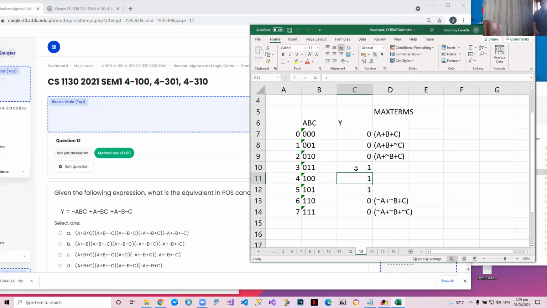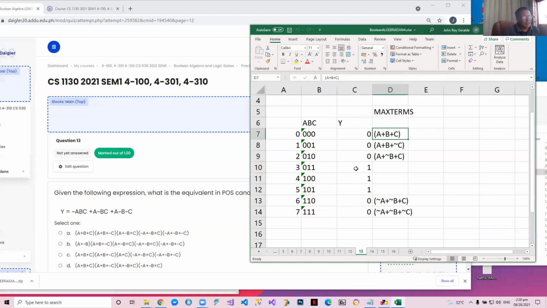Okay. So we only have 3 min terms, and this is A, not B, not C. Do you follow? And this is A, not B, C. So these are the min terms. So all the rest we'll label as zeros. We look at the rows that are zeros.